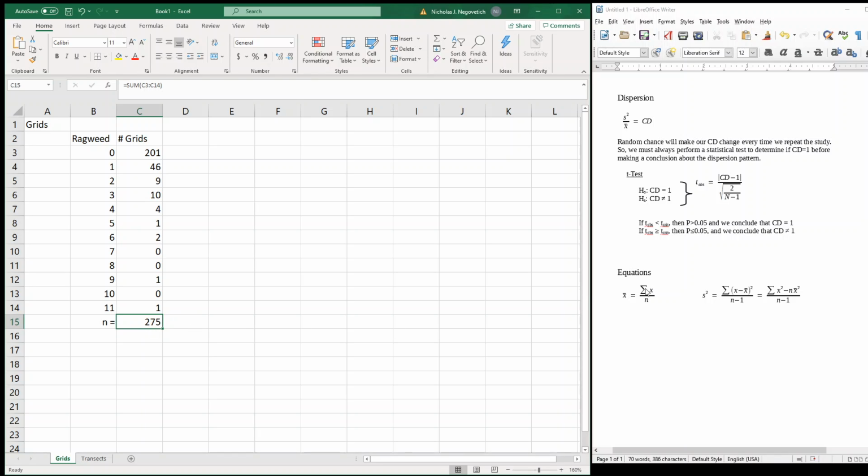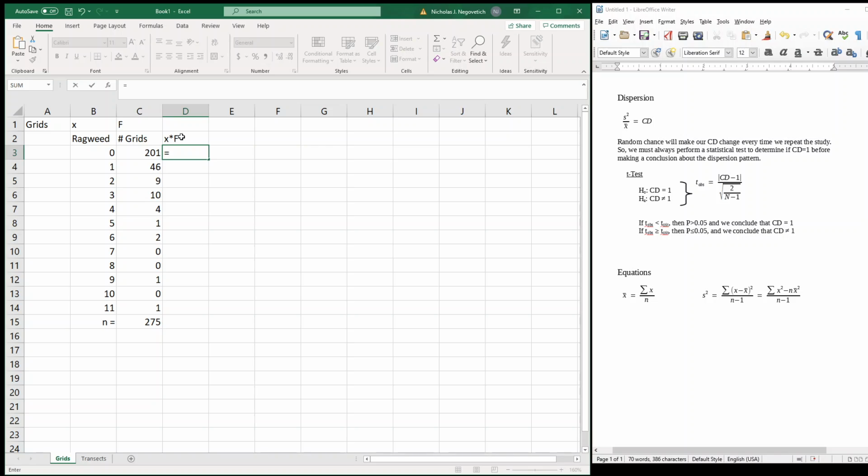What we want is the sum of all of our x's. Now I worked out how to do this in the lab by using x and f. So the number of ragweed represent all of our x's, and f is our frequencies. It's how many of our grids actually had zeros in them. So our data set would be 201 grids had zeros in them. Now if we want to calculate this average, we're going to do x times f.